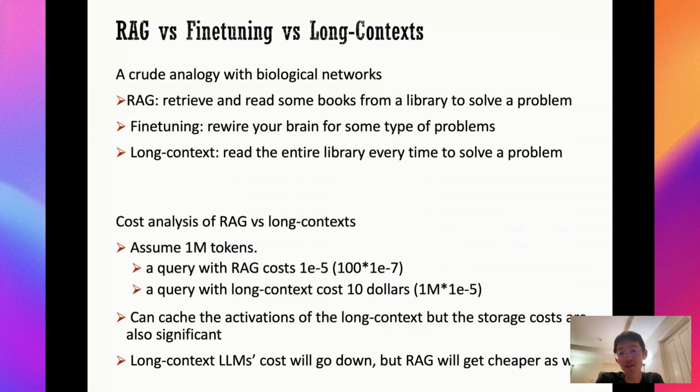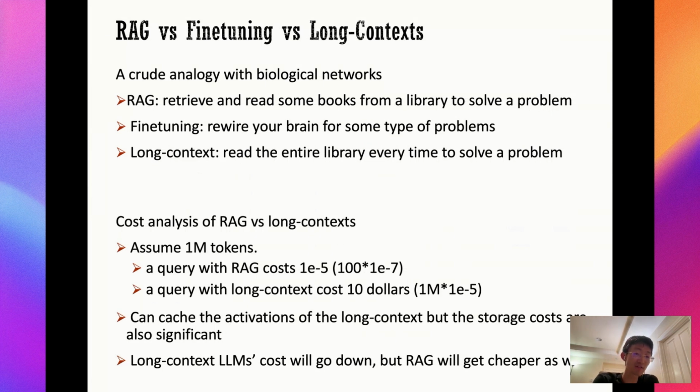So if you look at the details about the cost of RAG versus long context, this is my off-the-shelf calculation. I didn't do a very careful calculation because the gap is too big. Assume you have 1 million tokens. A RAG query doesn't really scale with the number of tokens in the corpus because it only depends on how many tokens are in the query. So that's probably on the order of 1e-5, because 100 tokens times 1e-7, which is the cost per token of most embedding models these days, is 1e-5. And a query with a long context of 1 million tokens costs probably $10, because 1 million tokens times the price of most large language models, something like $5 to $10 per million tokens, so 1 million times 1e-5 is about $10. So the gap is about 6 orders of magnitude.